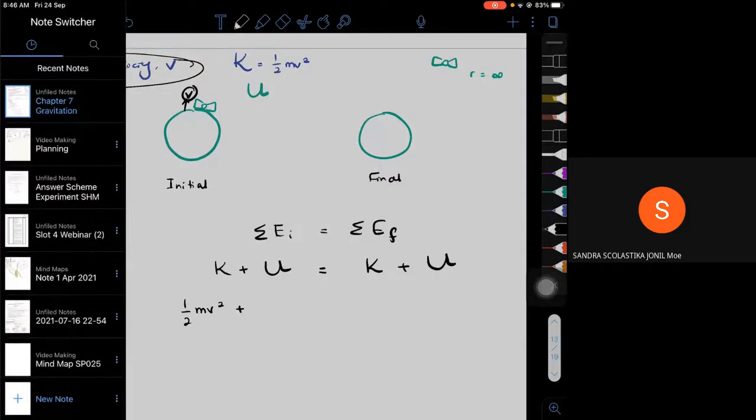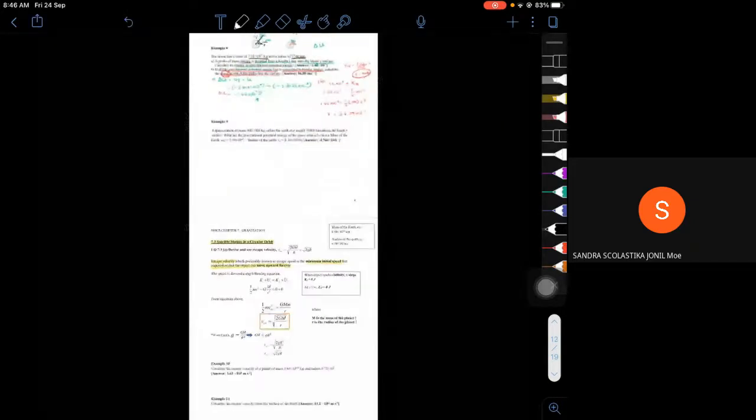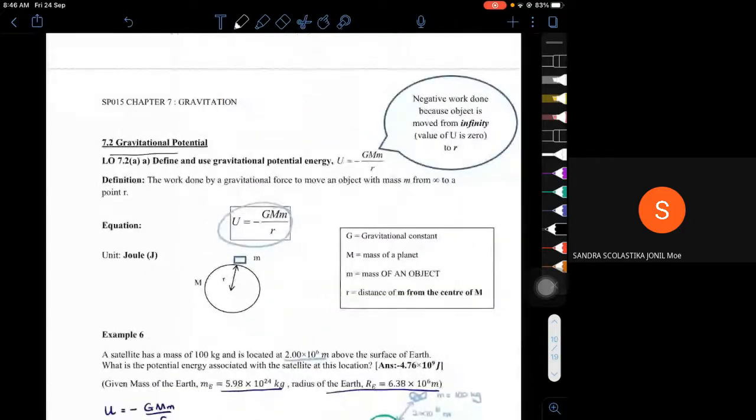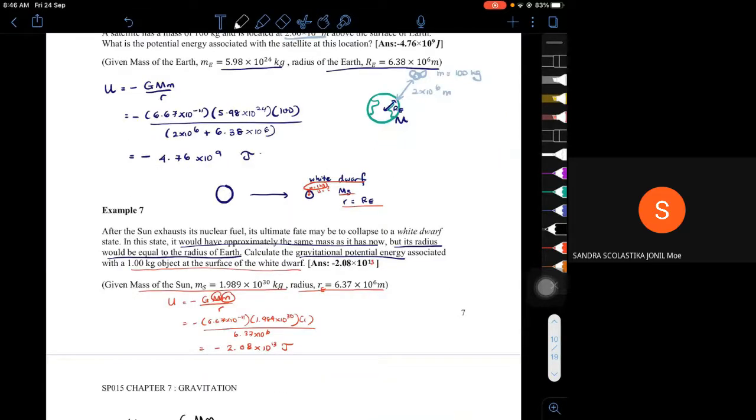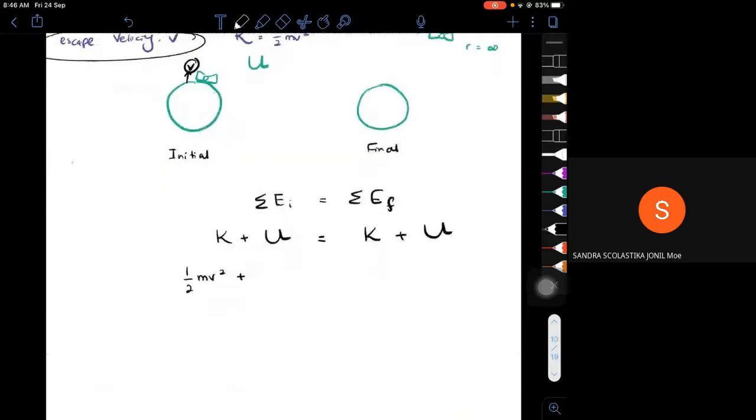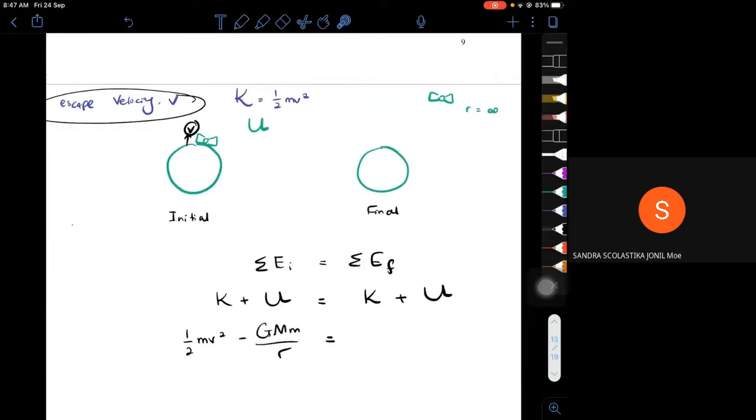Okay, so if we learned before, remember potential energy? This is gravitational potential energy, we are going to use this formula, because it involves a change in position. So this one is gravitational potential energy for an object outside the planet. So I'm going to put here negative GM over R. So just simply substituting the formula back, okay.